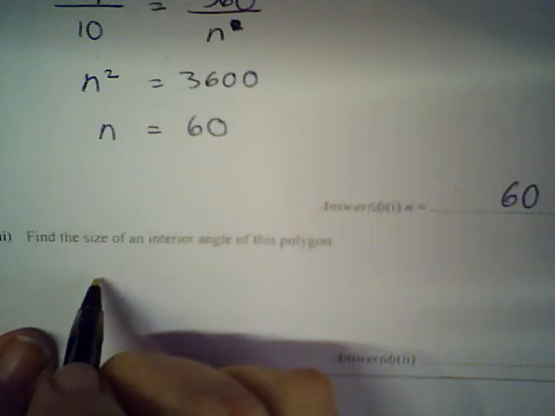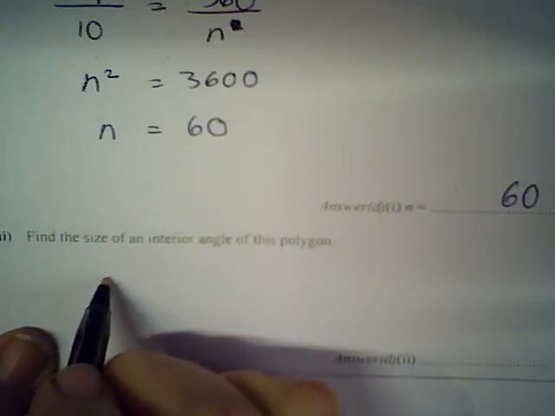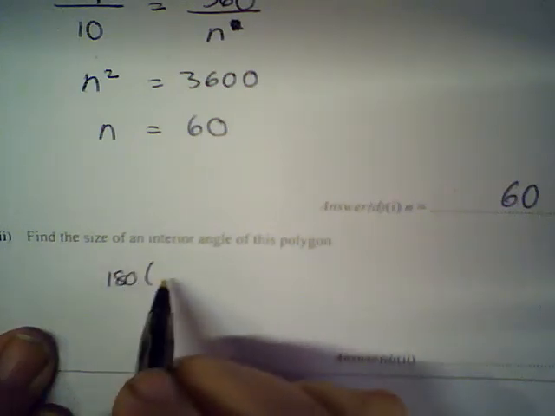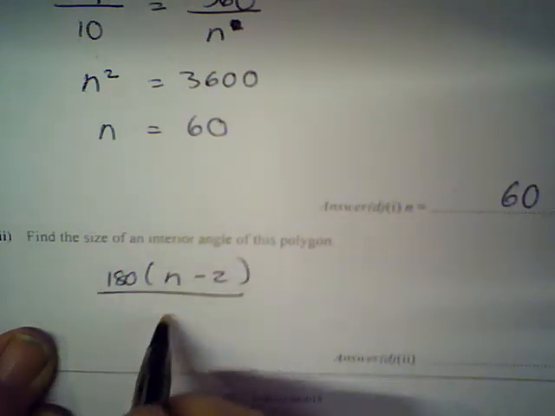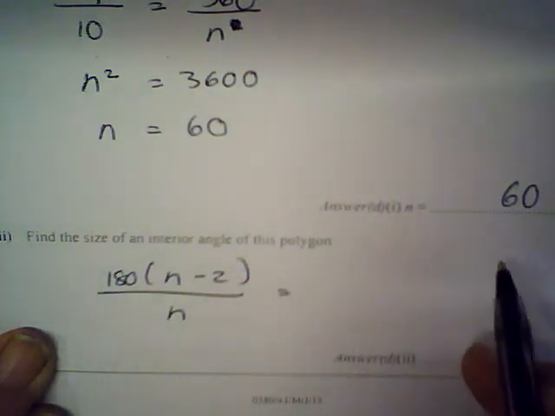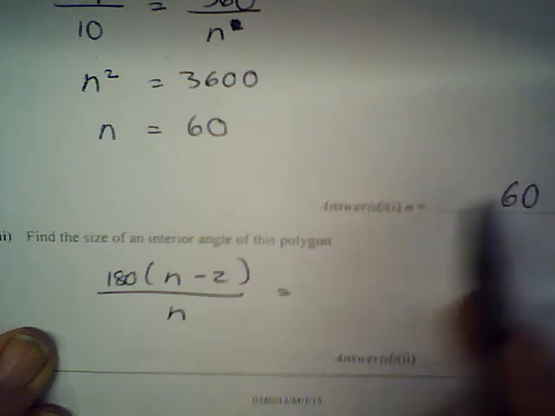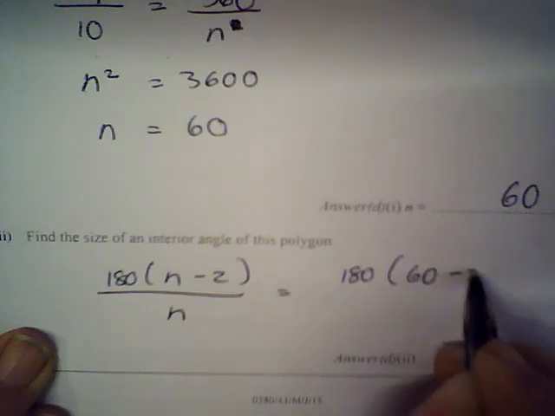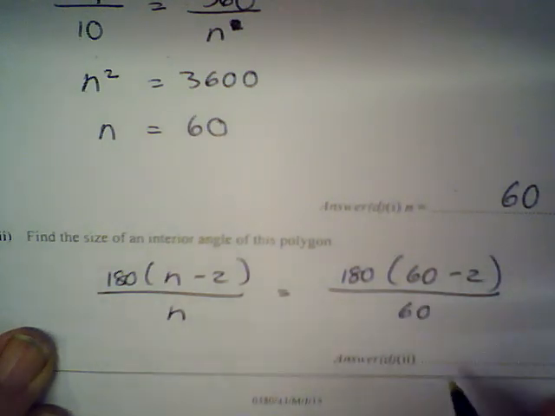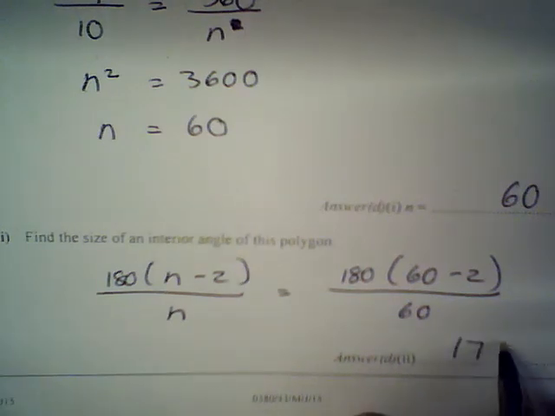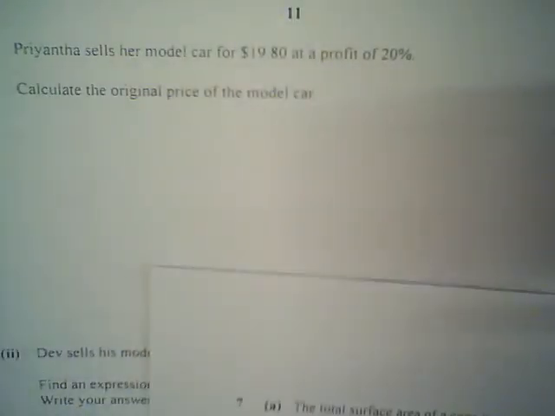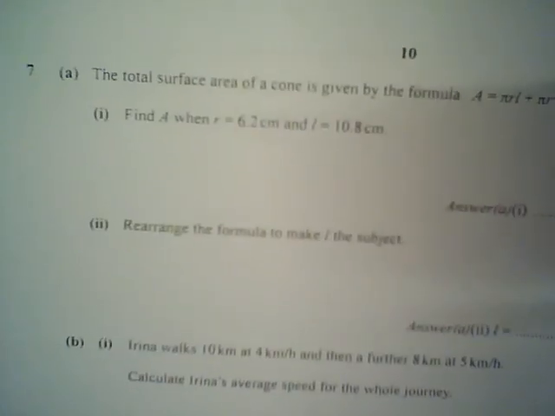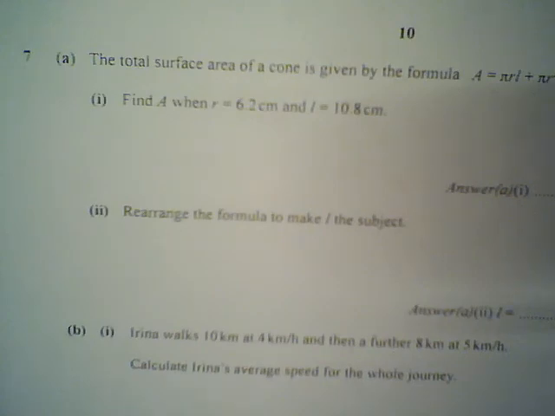So we know the interior angle of a polygon is 180 times n minus 2 over n. So all we need to do is just substitute that answer of ours into this space. So 180 times 60 minus 2 over 60. And I use my calculator and I get 174 degrees. Good. Yeah, good. So that concludes question 6. Let's move on to question 7.